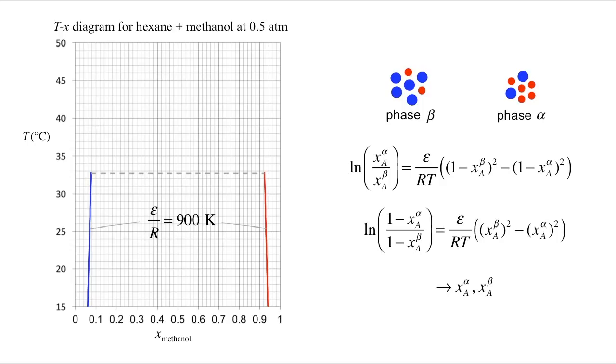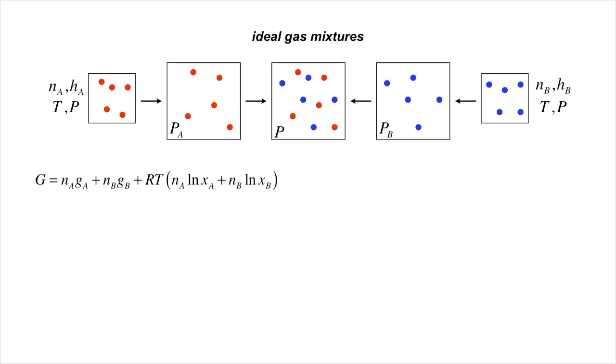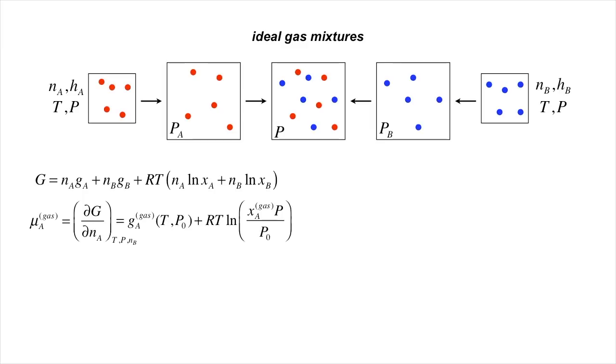To understand this, we need to combine our model for chemical potential in the liquid with a model for chemical potential in the gas. As with the Clausius-Clapeyron equation, let's assume the gas phase is ideal, and thus obeys the ideal mixture approximation. As we derived previously, we can write the chemical potential in the gas as the Gibbs free energy of pure gaseous A at temperature T and reference pressure P0, plus RT times the log of the partial pressure divided by P0.